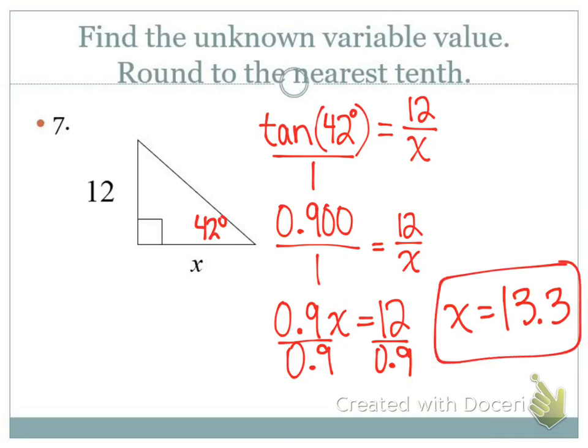Okay. So that's what we're looking for. The variable was that unknown side. We should get 13.3. We are going to pick up with the last few examples tomorrow.